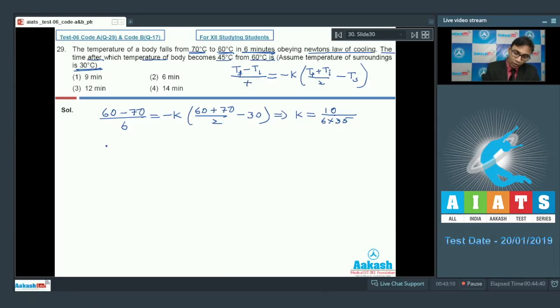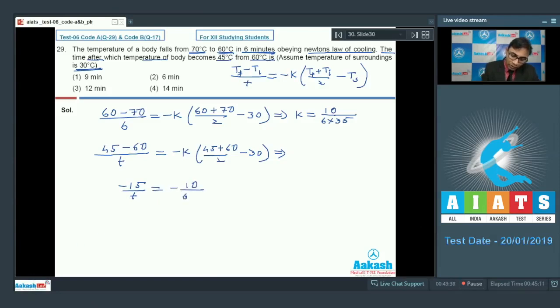So again if I use this formula, we can write final temperature is 45, initial temperature is 60, and we have to calculate the time. So we don't know the time. If I use this same formula, minus K into (45 plus 60) by 2 minus 30, right? If I put the value of K, we can write minus 15 by t will be equal to minus 10 by 6 into 35, if I use the value of K from above, into 45 by 2. So by this we can say that t will be equal to, minus minus will cancel out.